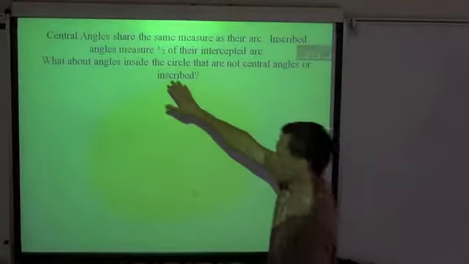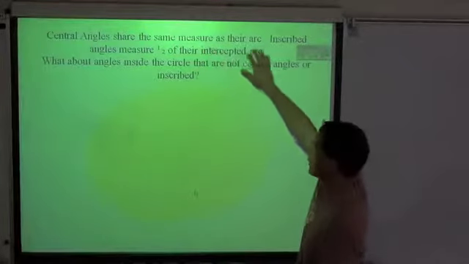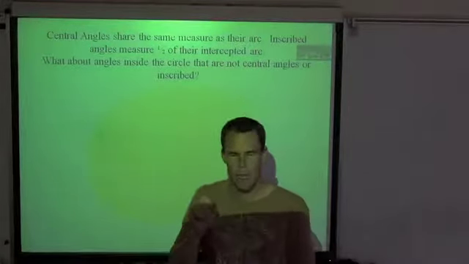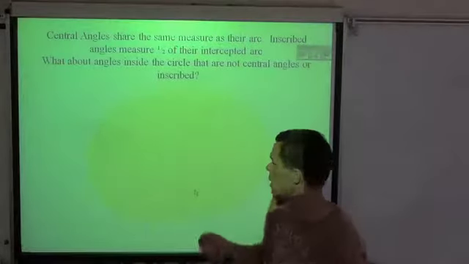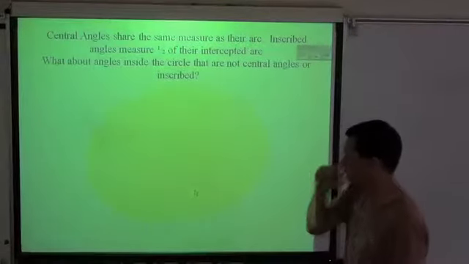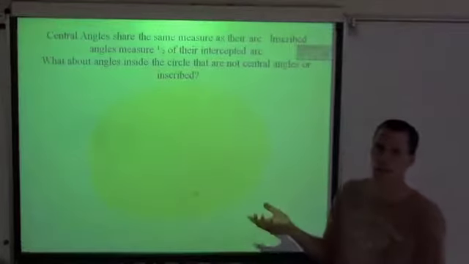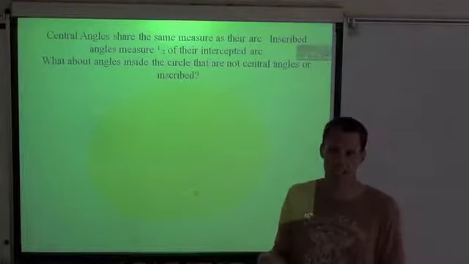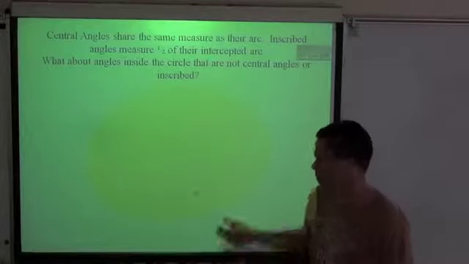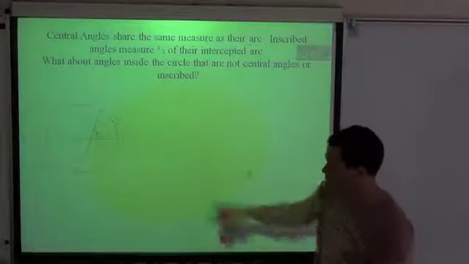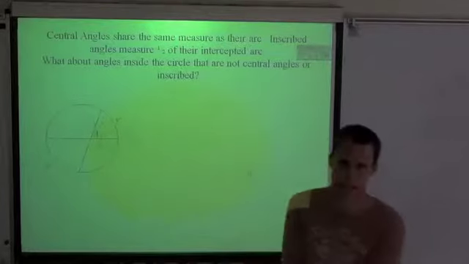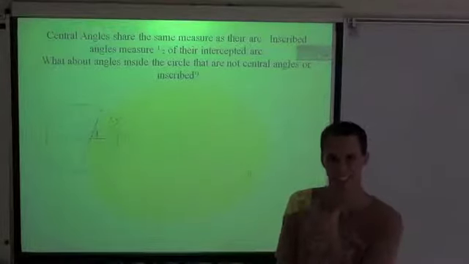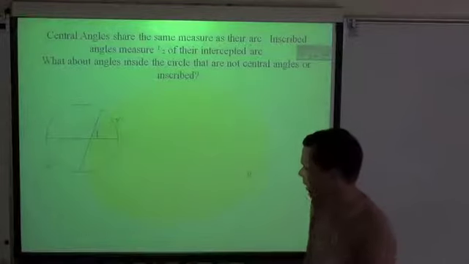Some of the things we've learned are that central angles share the same measure as their arc. Inscribed angles have a measure that is 1/2 the arc. So the next thing for us to look at is, what about angles that are neither central nor inscribed? They happen to land somewhere inside the circle. Here's a visual. Angle 1 is not a central angle. It's not on the center of the circle. It's also not inscribed because it's not on the circle.